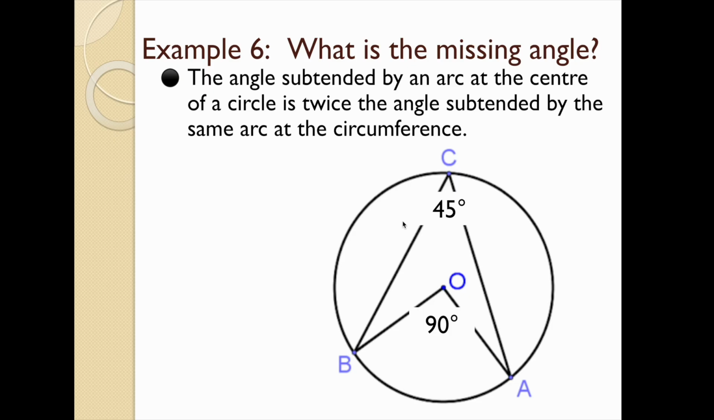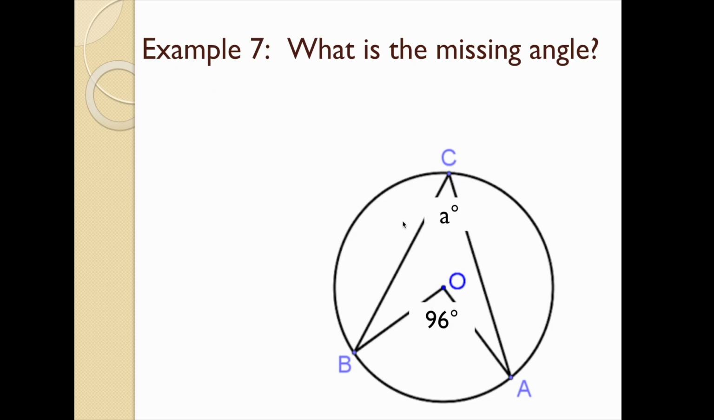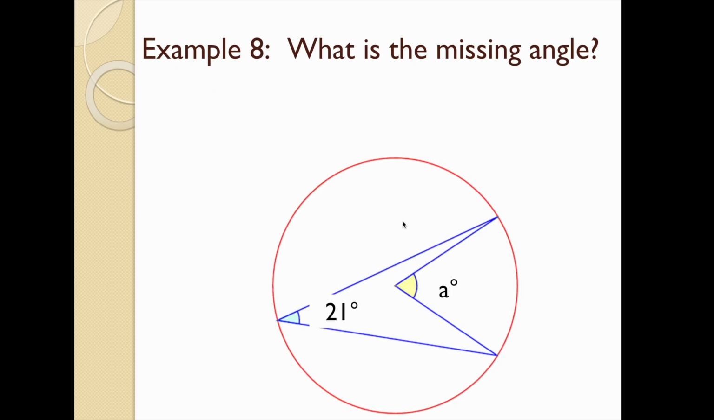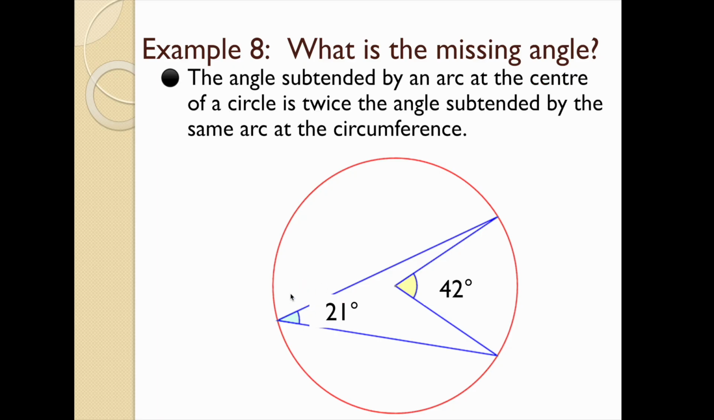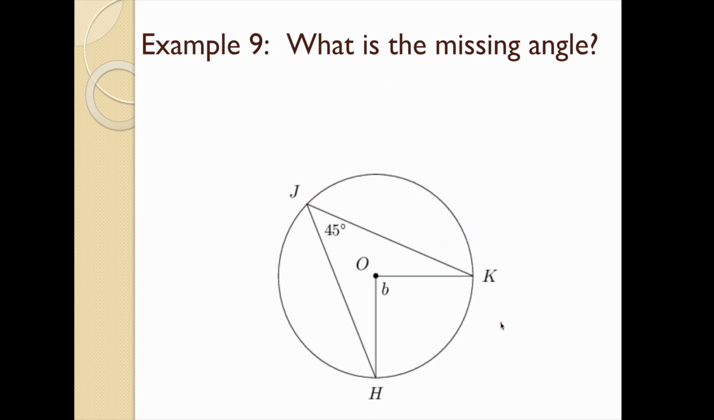Next, what is the missing angle here? 48. Alright, looking at this one, if this angle here is 21, what would this angle here be? 42, lovely. Because we expect this angle here to be double this one here. The reason is that the angle subtended by an arc at the center is twice the angle at the circumference subtended by the same arc. So what is the missing angle for B? 90.